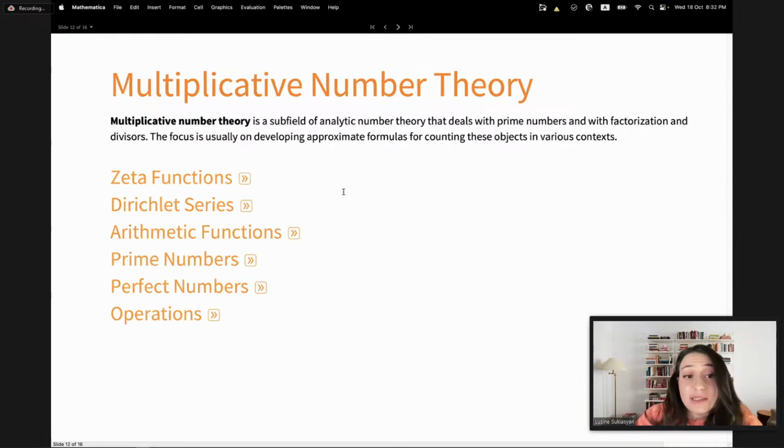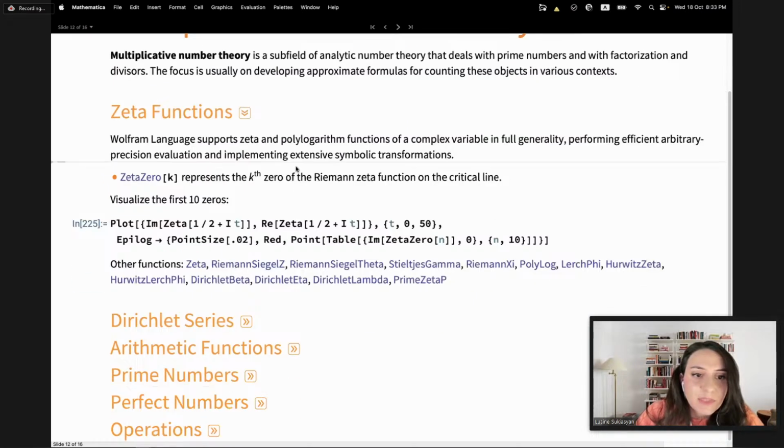So multiplicative, what is it? Multiplicative number theory is a subfield of analytic number theory that deals with prime numbers and with factorization and divisors. The focus is usually on developing approximate formulas for counting these objects in various contexts. So here the subgroups are zeta functions, Dirichlet series, arithmetic functions, prime numbers, perfect numbers, and some operations on them. And let's begin with zeta functions. The Wolfram Language supports zeta functions of a complex variable in full generality. One of the functions is Zeta.